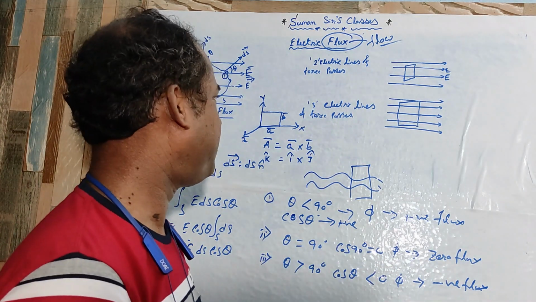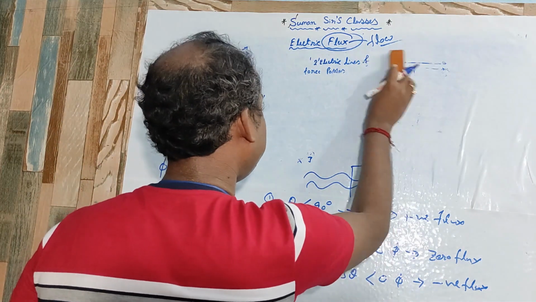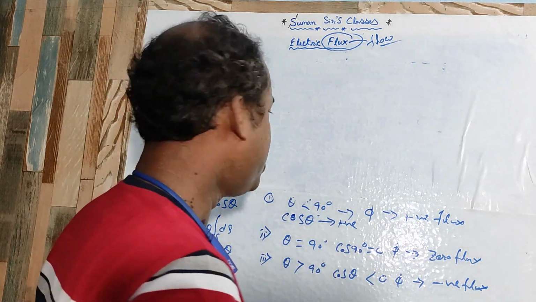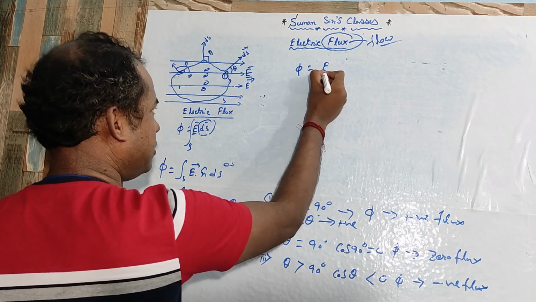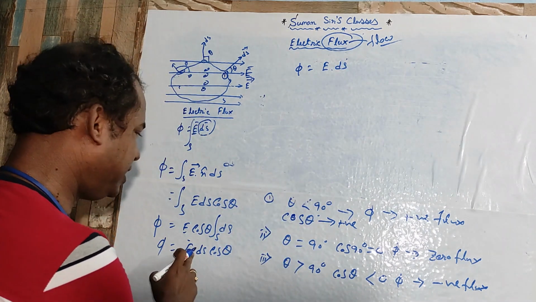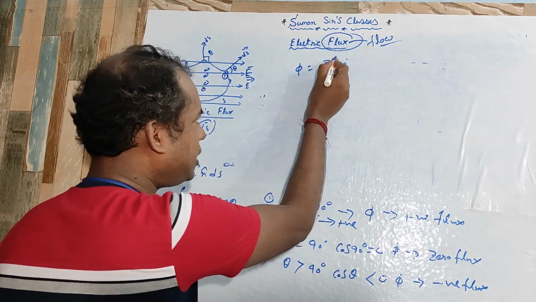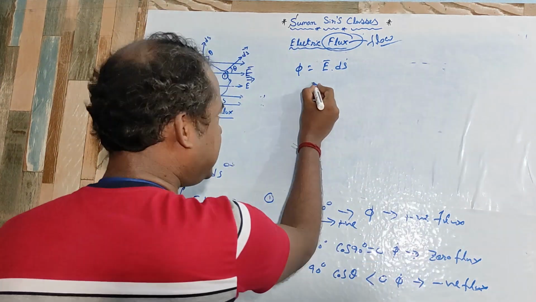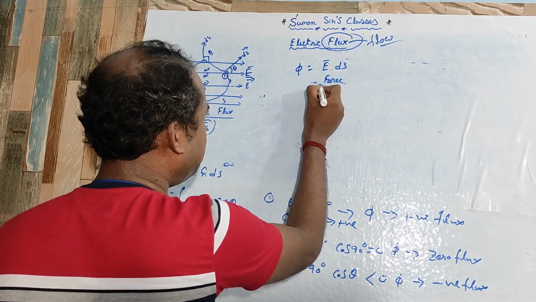Now we next move to the part that is the dimension and the SI unit of the flux. Let's see the dimension of the flux. So first, phi equals E ds cos theta, that is E dot ds. So what is E? That is the electric field. Electric field may be written as force by charge.